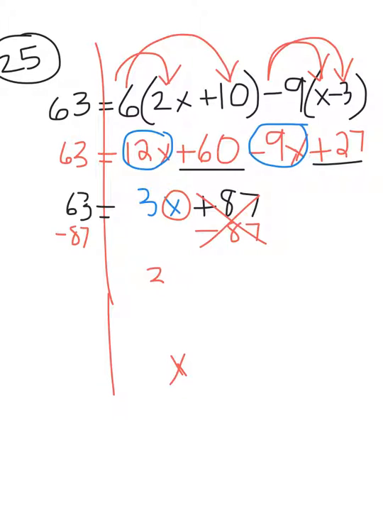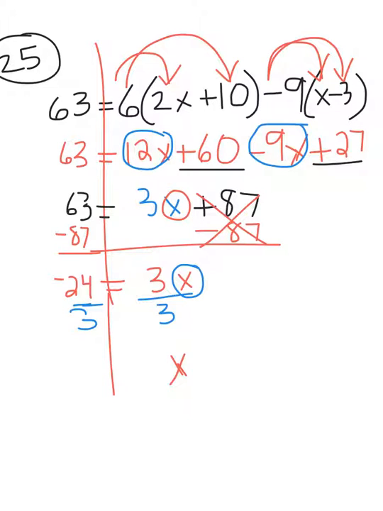So now I'm left with 3x equals, and I'm going to do this one on my calculator. 63 minus 87 is going to give me, sorry about that, 63 minus 87, negative 24 over here. Okay, so now I still have x right here. I'm going to divide by 3. So x is now isolated and by itself, and negative 24 divided by 3, I'm checking that in my calculator, is negative 8.